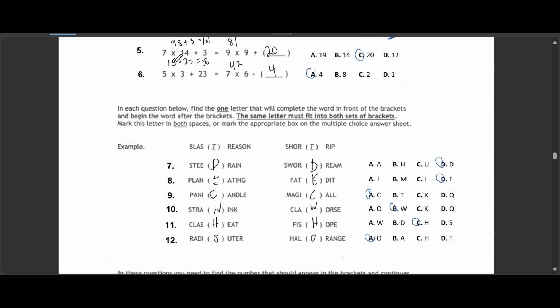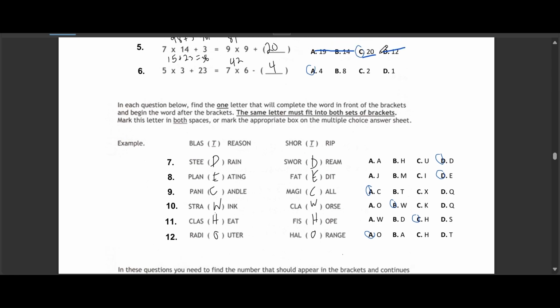Question 5. 7 times 14 plus 3 equals 9 times 9 plus what number? A, 19, B, 14, C, 20, D, 12. The correct answer is option C. 7 times 14 is 98. 98 plus 3 equals 101. 9 times 9 is 81. What number plus 81 equals 101? That number is 20. Options A and B are too low, and option D is also too low. So the answer is C, 20.